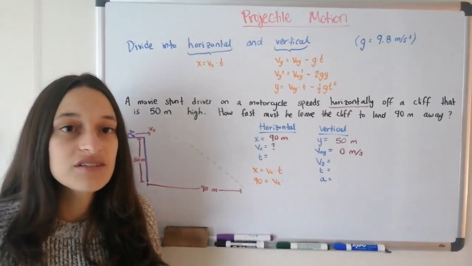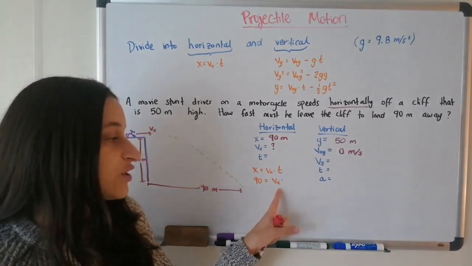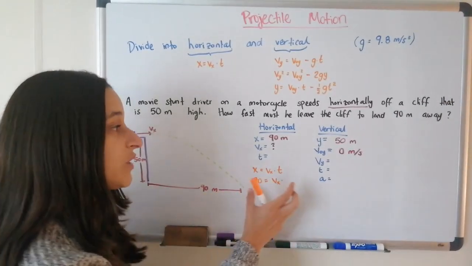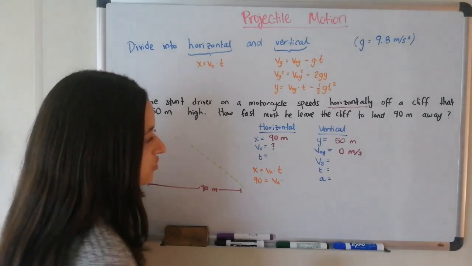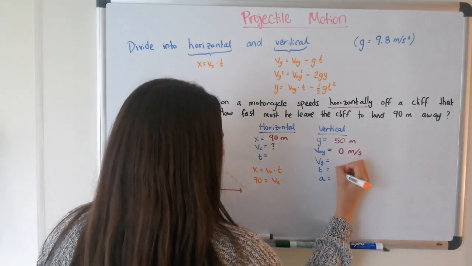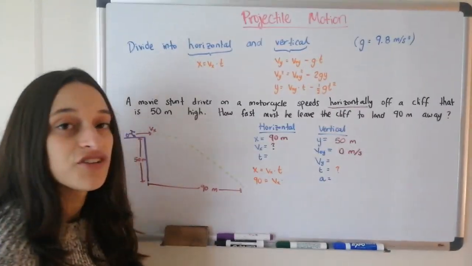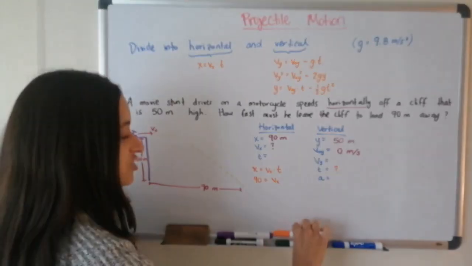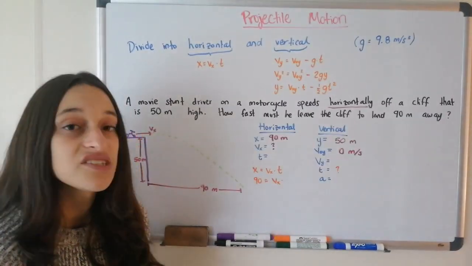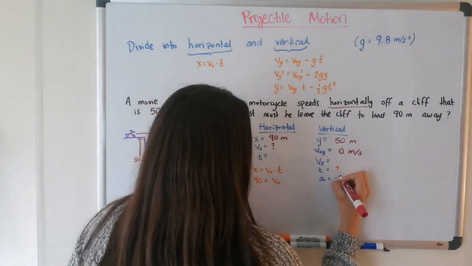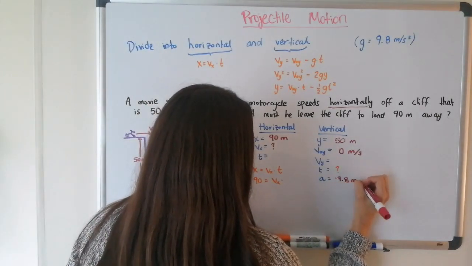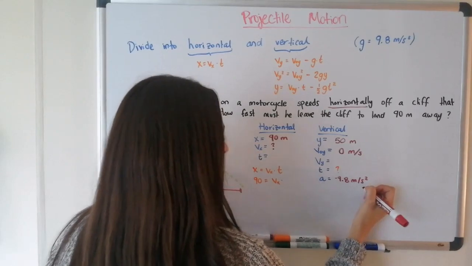There's no other equations, and we have no way of finding t if we don't have vx. So that's when we move to vertical to try to figure out t. So now what we're looking for is this t. Fortunately, we have another value that we always have, which is the acceleration. The acceleration is the acceleration due to gravity. So a is actually negative 9.8 meters per second squared, as it always is.